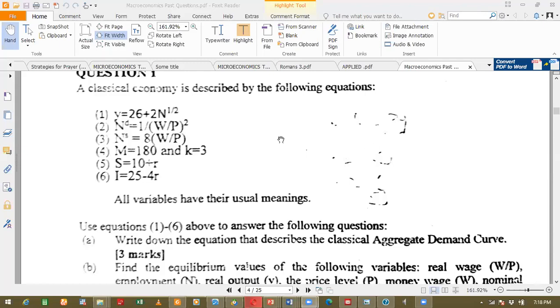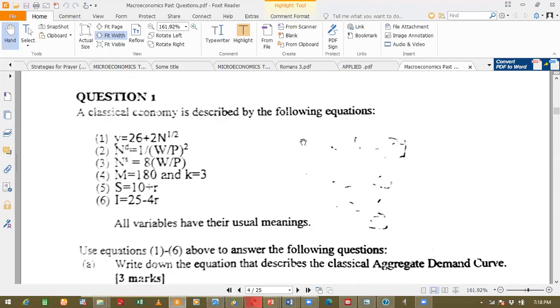Okay, noted. Can you read for us? So this is a Pascal. You take your book and your pen. A classical economy is described by the following equations. Marvin is reading. Okay. A classical economy is described by the following equations.